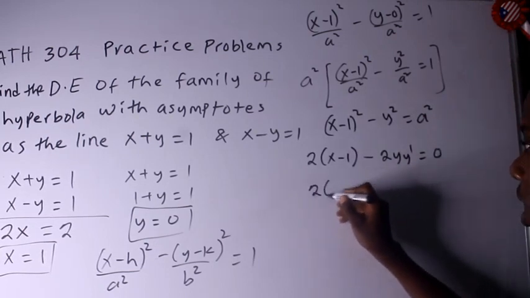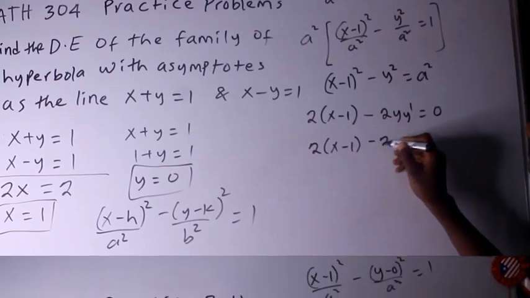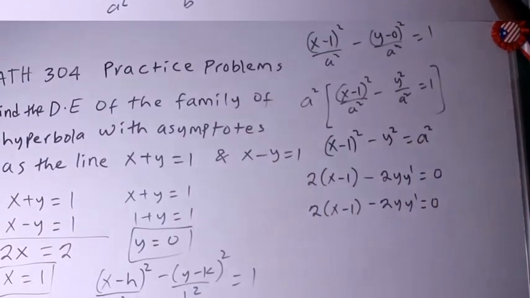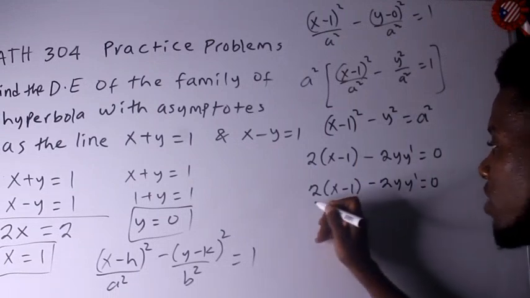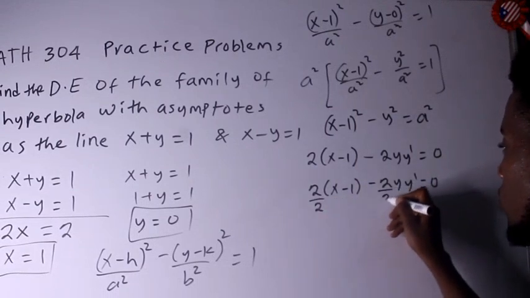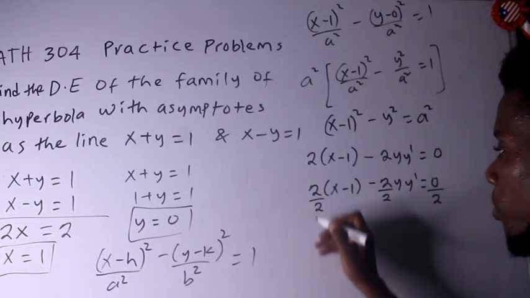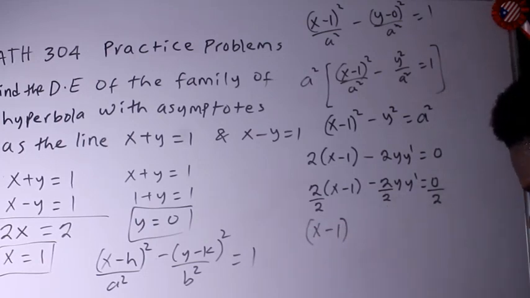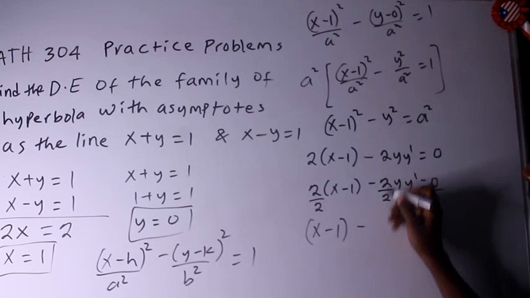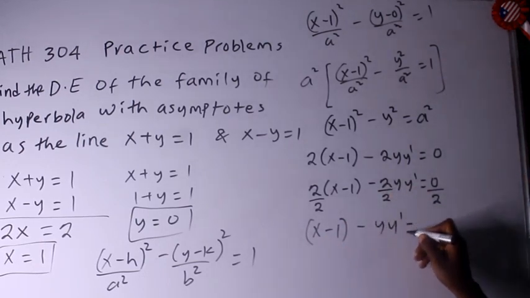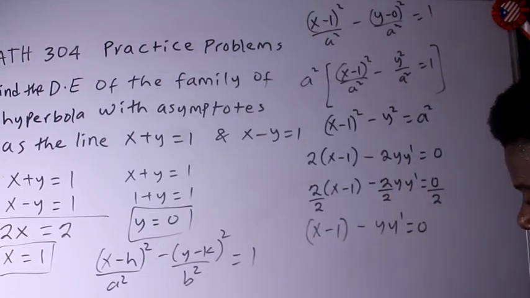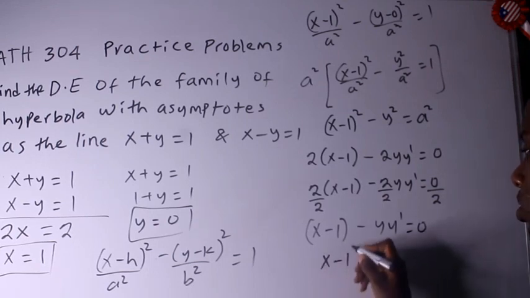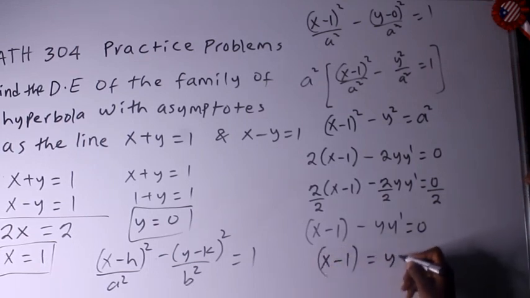So I have 2 times x minus 1 minus 2y y prime. In order to get the differential equation, I can divide this by 2, divide this by 2, and divide this by 2. So I'm going to have x minus 1 minus, then these are also going to cancel out, y y prime equal to 0. So I can send y y prime across. I'm going to have x minus 1 is equal to y y prime.